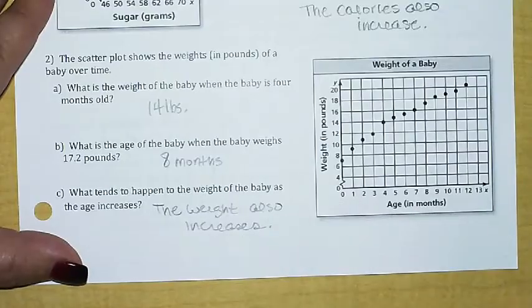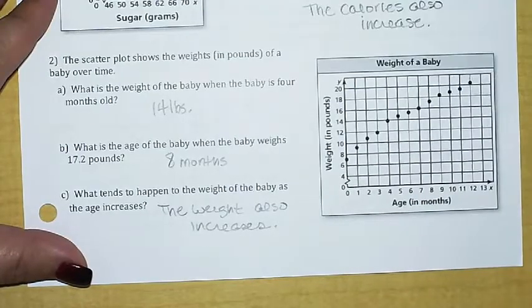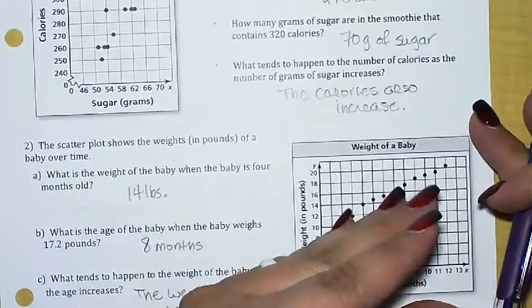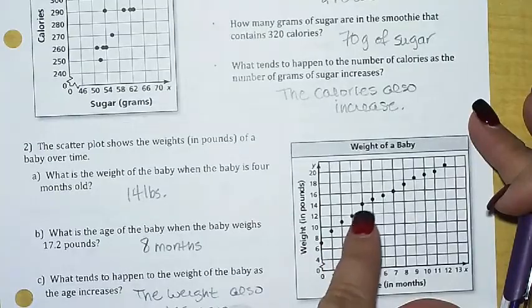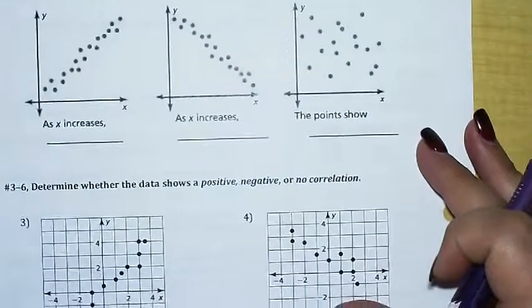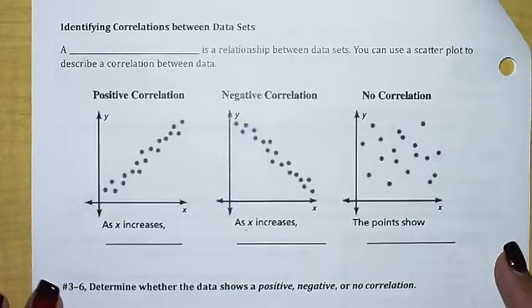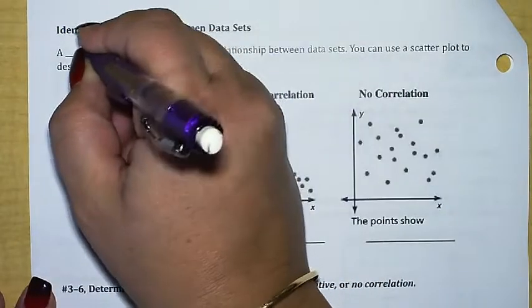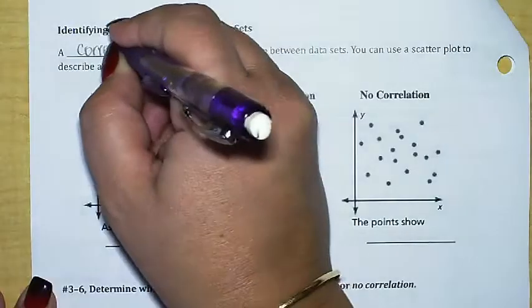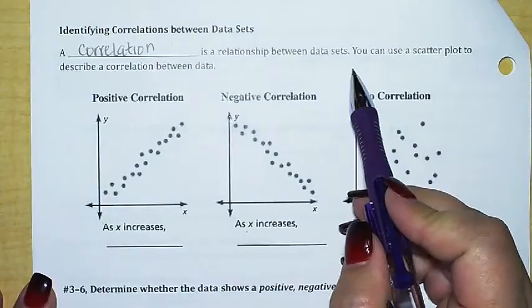So what we are describing there, when I see that this side increases and this side also seems to increase, this one's a little bit more straight, the data points are a little bit tighter than this one, but they both had an increasing pattern. What we actually call that is a correlation. So what we were looking for in those last two questions is whether or not we were noticing a correlation. That's the official word for that. A correlation is a relationship between data sets.